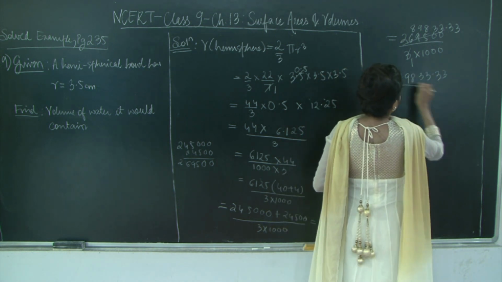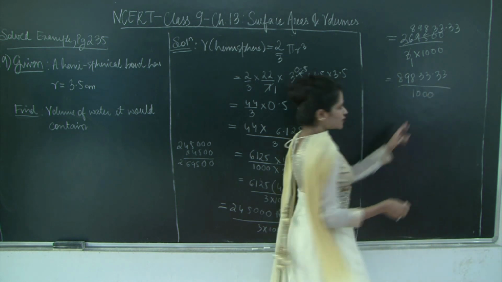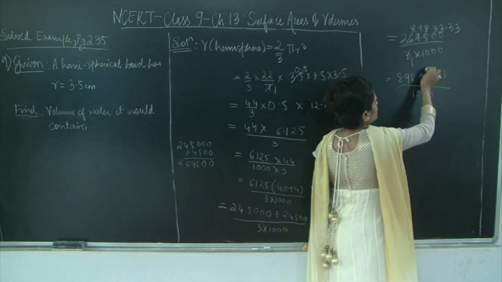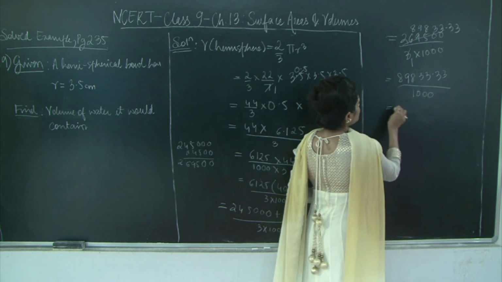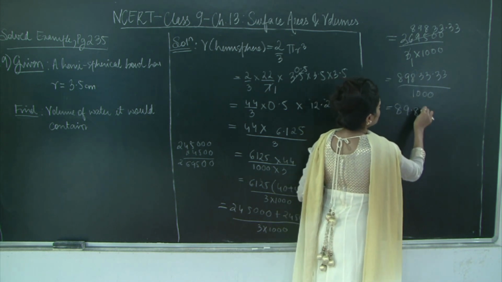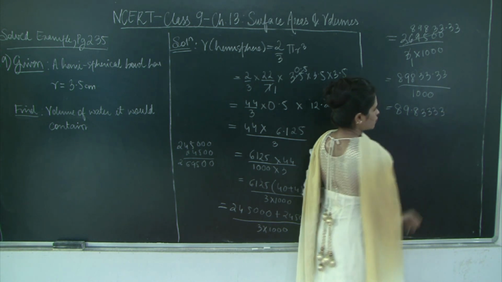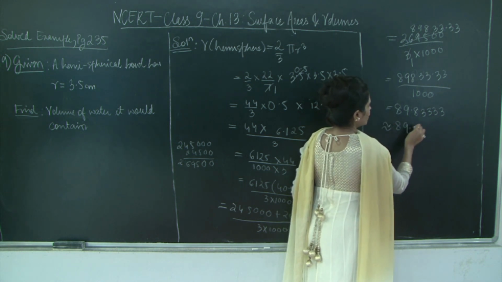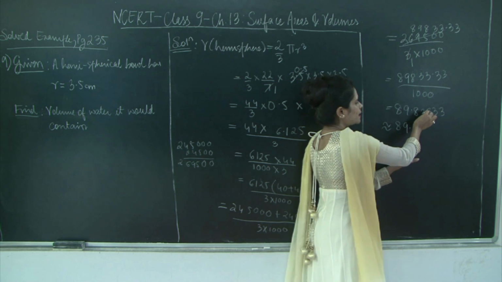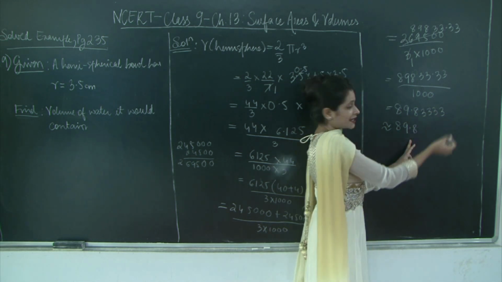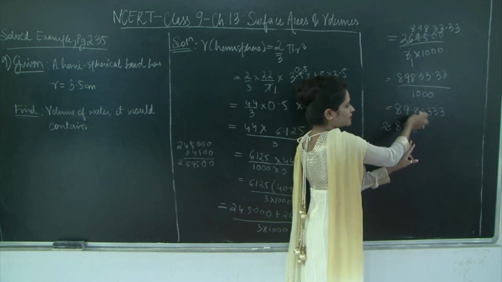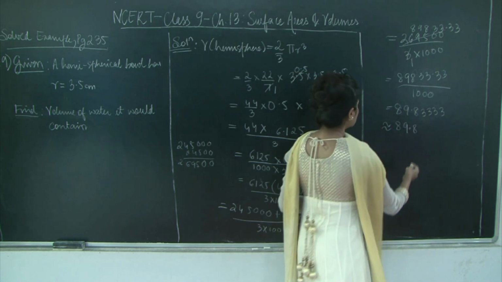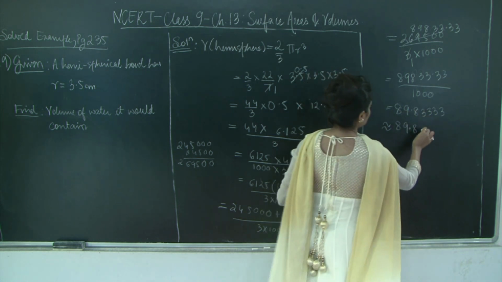89833.33 upon 1000. Now in order to get rid of 3 zeros in the denominator, we shift towards the left in the numerator by 3 points. So 1, 2 and 3. So this gives us 89.8333 and so on. So this is approximately going to be equal to 89.8. Why 89.8? Because this number out here, 3, is less than 5, so I just take one decimal point after the decimal, which is 8, and I do not add anything to it. So this is volume, which will be in centimeter cubes.